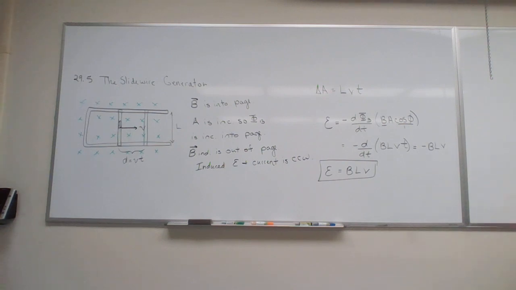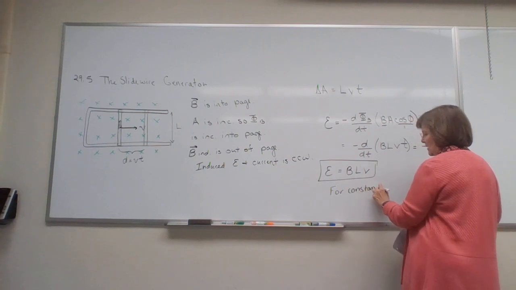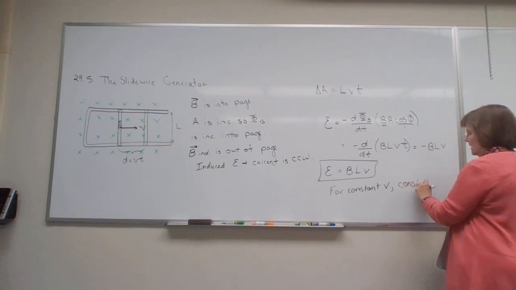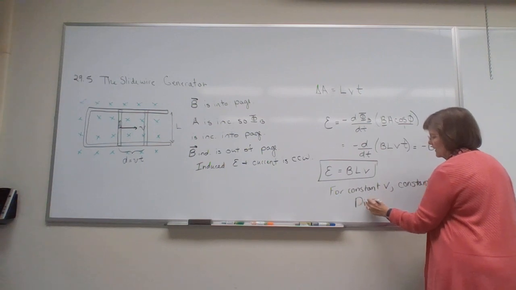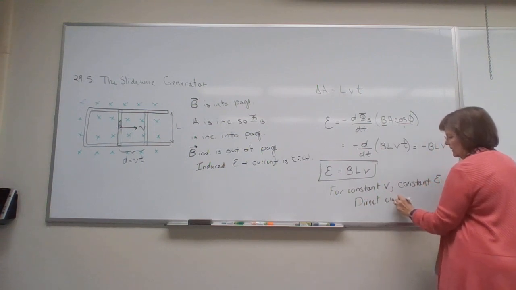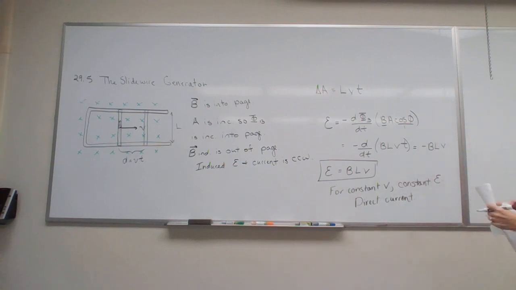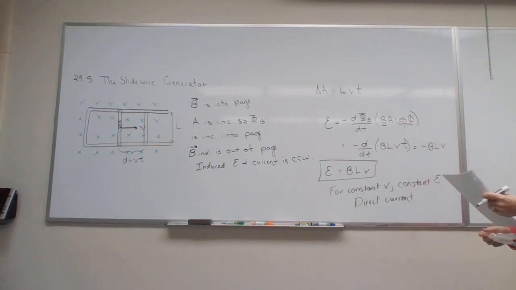If this velocity is constant, we get a constant EMF, which means we get direct current. For a constant velocity, this will just be a constant. I mean, L is constant. Everything will be constant. We'll just get direct current.